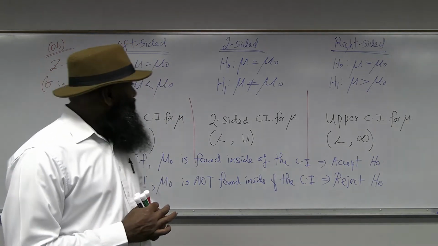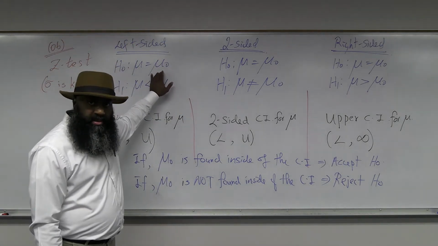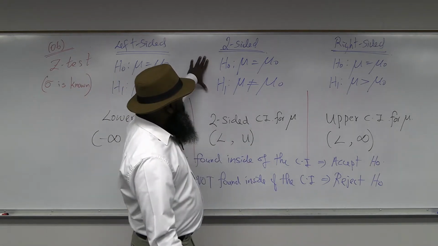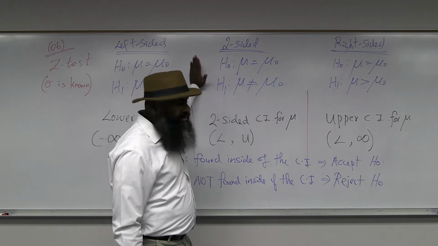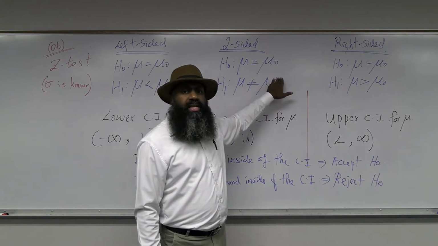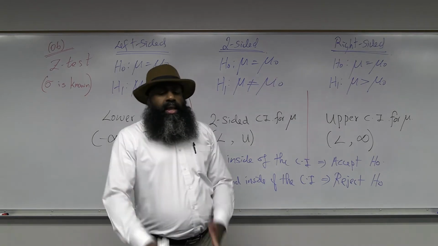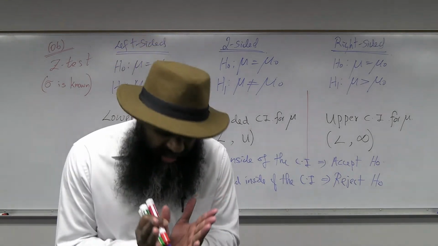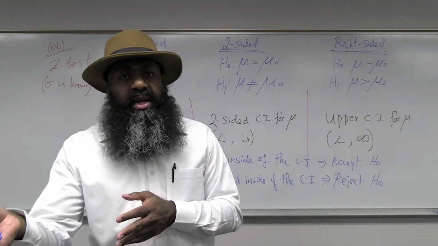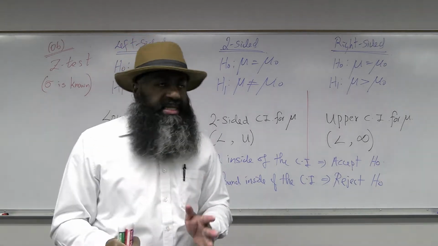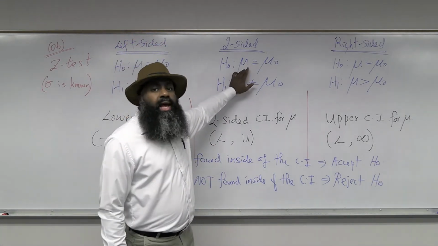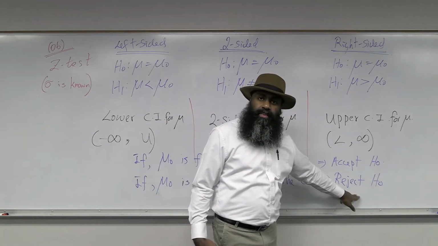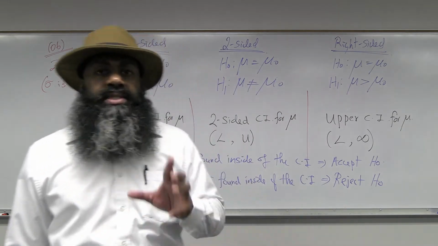For example, if my mu 0 value is 50, let's say this time I'm doing a two-sided confidence interval, because I need to test a two-sided alternative. My mu 0 value is still equal to 50. Let's say my confidence interval is from 30 to 40. Now that interval, 30 to 40, does not contain 50. Therefore, we say our assumption, the null hypothesis, is incorrect. So we reject our null hypothesis. So that's the technical procedure.